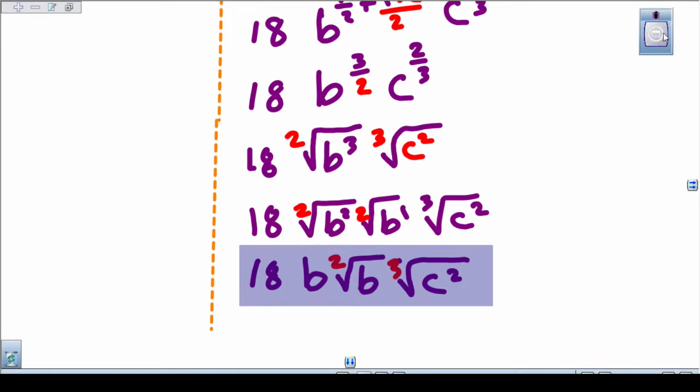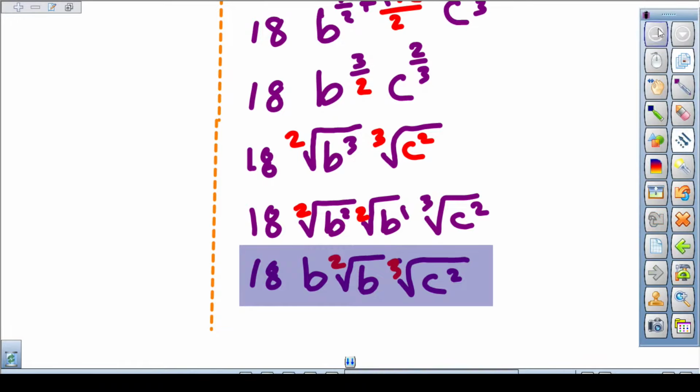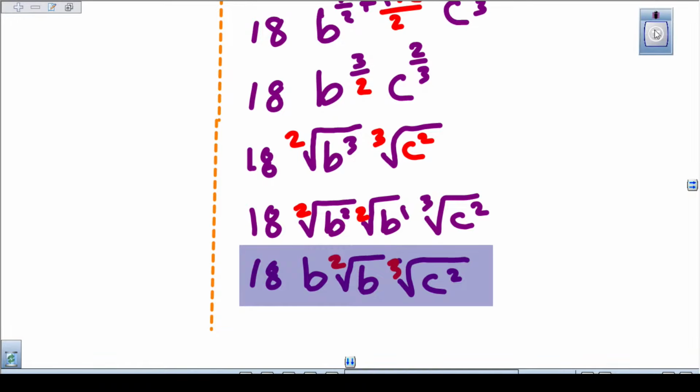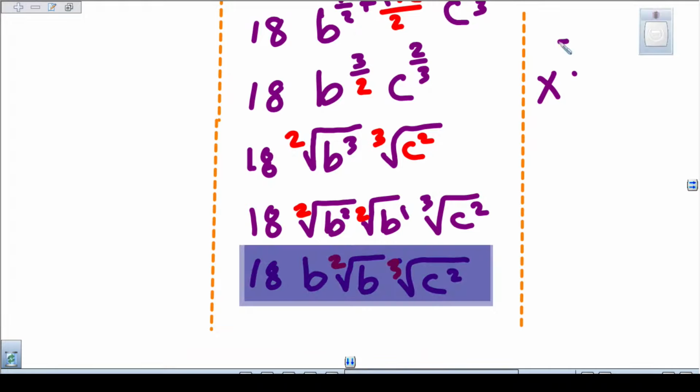Let's do a quick one, since I promised we're going to have 3 of them. So let's do another one here. And this one's going to be, let's do it here. Let's say I have x to the 5/3, give myself room here, 5/3 times x to the 3/2.